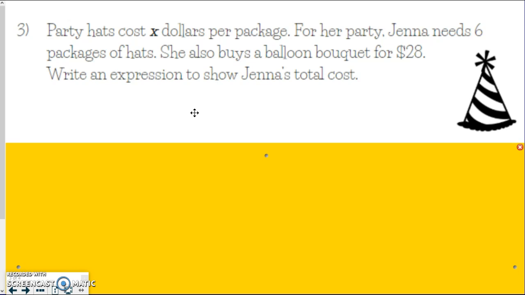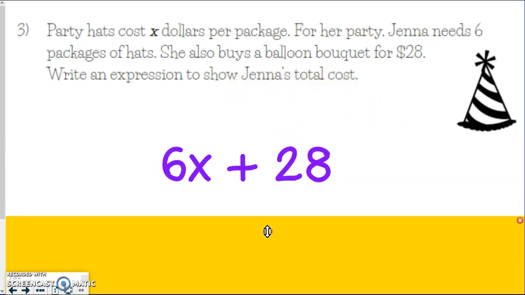However, that's not all she's buying. She's also buying this balloon bouquet that's just $28, just for that one balloon bouquet, not multiple. Because it's only that one time, we're just going to add that into her total cost. And that expression is going to represent the total cost. So here's our final expression. 6x to represent the 6 packages of hats costing a certain amount of money. We don't know, but they each cost that, so that's why we're multiplying. Then we also need to add in her $28 for the balloon bouquet because there's just one of it. So we don't need to put any variable with it. It's just one balloon bouquet for $28, but we need to add it into her total. So all together, this whole expression represents Jenna's total cost for the materials she's buying.